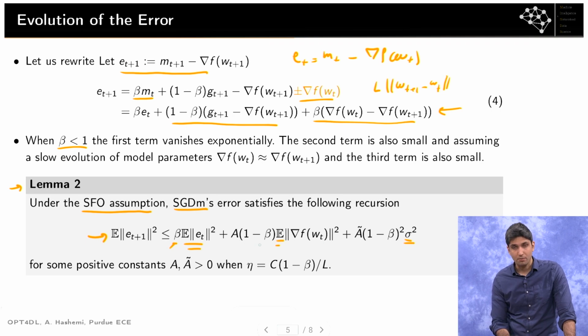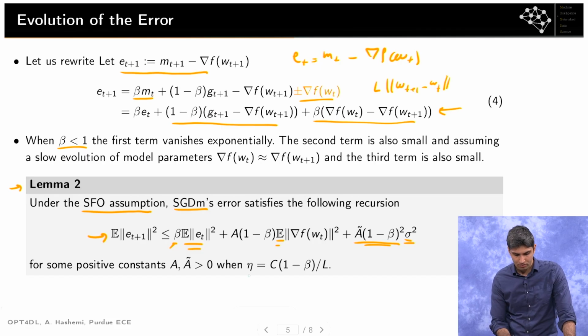The second term depends on 1 minus beta. 1 minus beta is very small, and also as my algorithm is converging, the gradient norm reduces. And finally, the last term is also nice because it's just 1 minus beta square. So 1 minus beta is a very small number, a square is even smaller. Okay? So here I'm just hiding some constant.